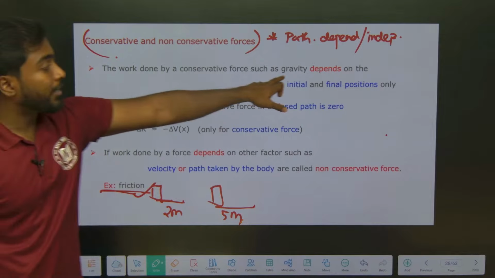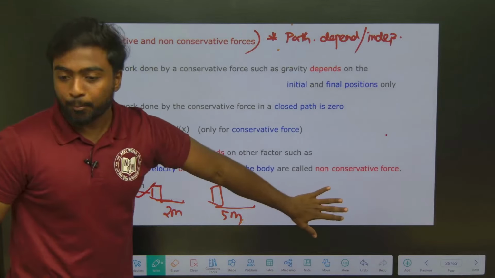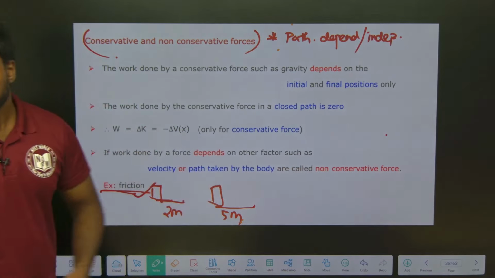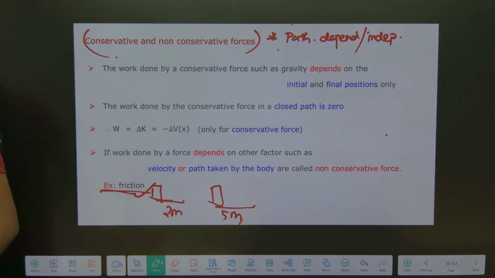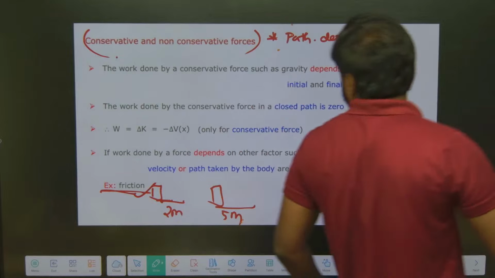I'm talking about here only the initial position and the final position. Okay. Got it? Done? Okay.